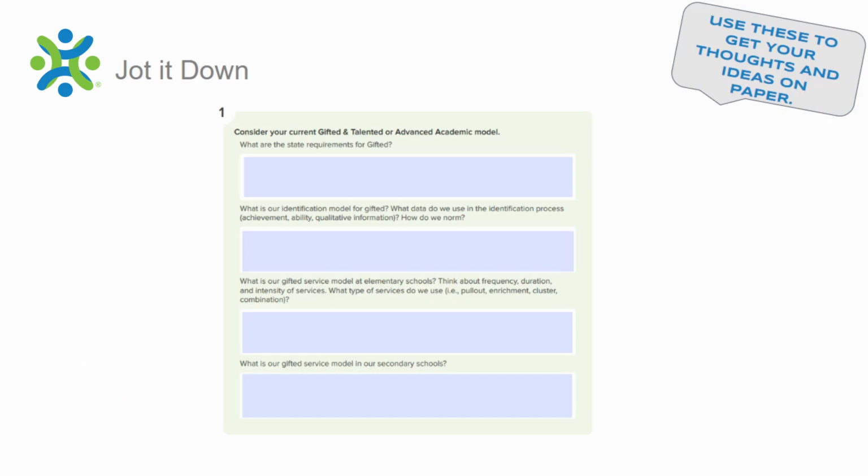What data are we currently using? And are we using localized norming practices? And if so, how? What is our model at elementary and at secondary? And when you are thinking through these models, think about the frequency. How often do they go? The duration, how long do they last? And the intensity, what is the level of rigor in these services?